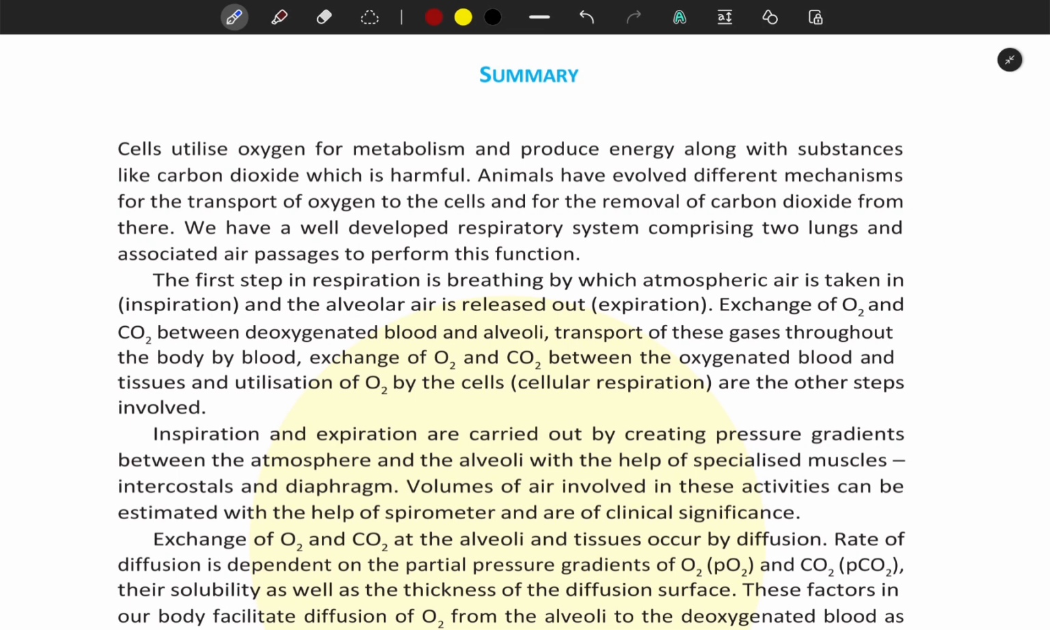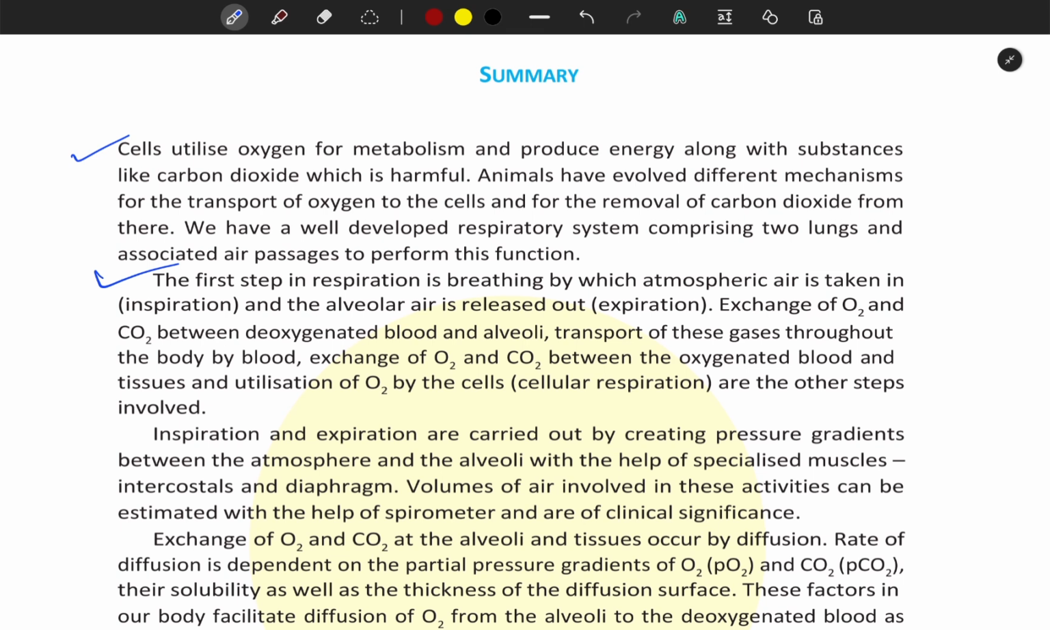Let us discuss the summary of the chapter Breathing and Exchange of Gases. Cells utilize oxygen for metabolism and produce energy along with substances like carbon dioxide, which is harmful. Animals have evolved different mechanisms for the transport of oxygen to the cells and for the removal of carbon dioxide from there. We have a well-developed respiratory system comprising 2 lungs and associated air passages to perform this function. The first step in respiration is breathing, by which atmospheric air is taken in, that is inspiration, and the alveolar air is released out, that is expiration.